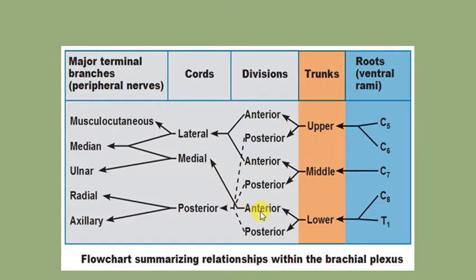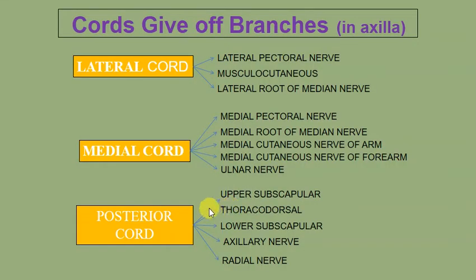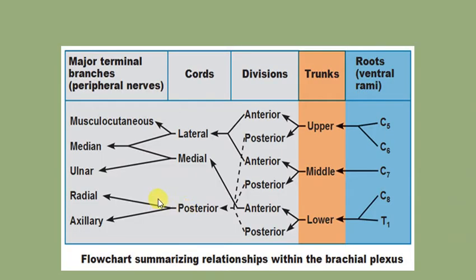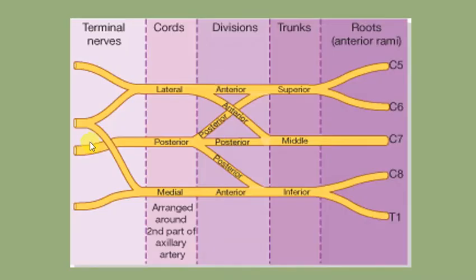Also from the medial cord, which is formed from the anterior division, the medial cord forms the terminal nerves. From the medial cord we get the ulnar nerve, but the medial cord also gives a branch which joins the branch of the lateral cord. This is the median nerve. So the median nerve is this one, as you can see from this diagram.